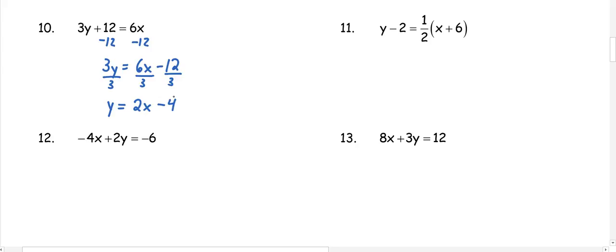Number 11, notice that there's parentheses. So to get rid of the parentheses, we're going to distribute the 1/2. Y minus 2 equals 1/2 x plus half of 6 is 3. Then there's a number with the y that's being subtracted, so the inverse is to add it to the other side. So we're going to add 2 to both sides. Y equals 1/2 x plus 5.